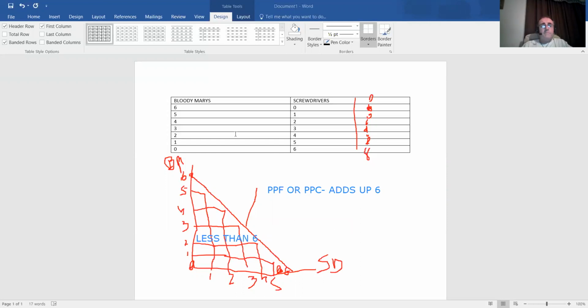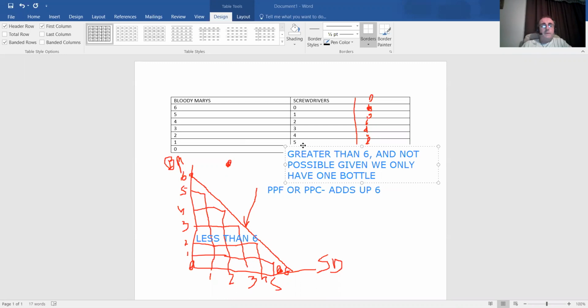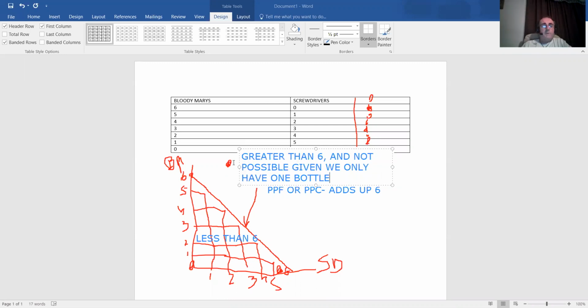However, if we're at a point outside the line, let's say this point right here, what we're going to say is greater than 6 and not possible, given we only have one bottle. Okay, so that's what this point is basically telling us, right? This point right here.